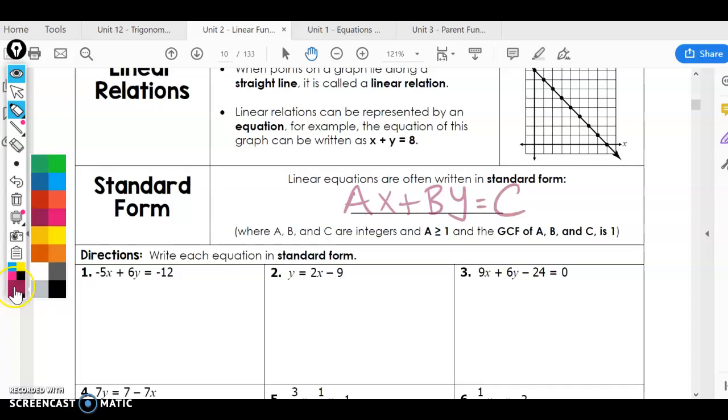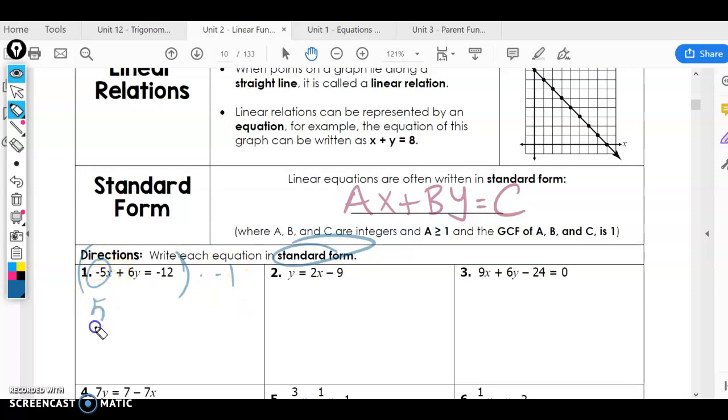Let's do number 1 to start off with an example. Negative 5x plus 6y equals negative 12. We want to write it in standard form. It looks good so far. There's no fractions. It's an ax plus by equals c. But again, this beginning part is negative. What we can do to make it not negative is multiply this whole quantity, everything, by negative 1. That means negative 5x is going to be 5x, 6y is going to turn negative, and then negative 12 is going to turn to the positive 12 right there, and we are good.